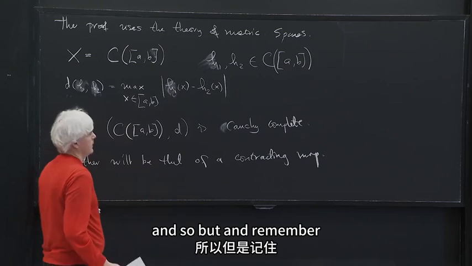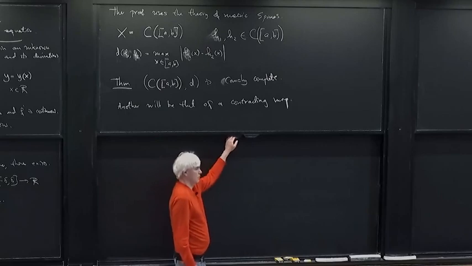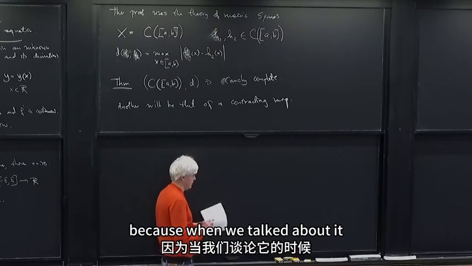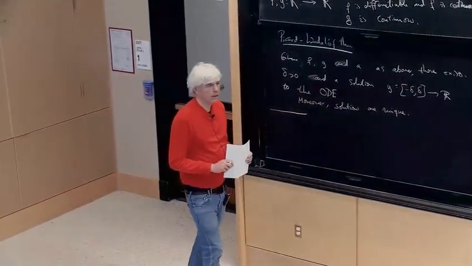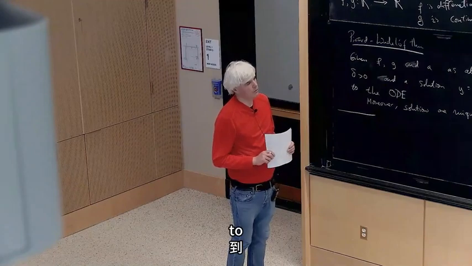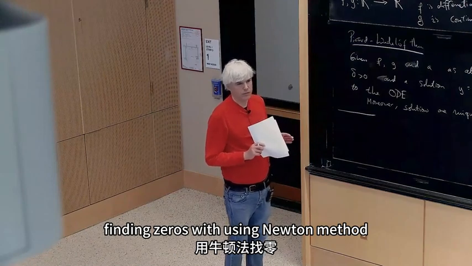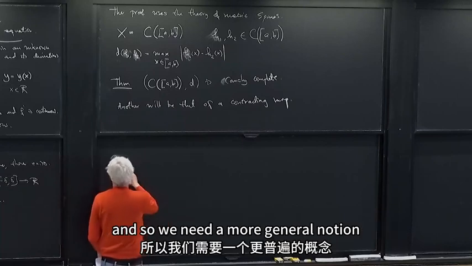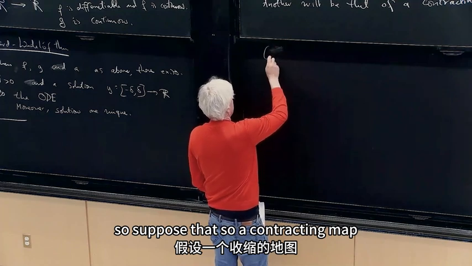And remember, this is a number of lectures ago. We talked about a contracting map, but we need a more general notion of contracting map, because when we talked about it, we talked about a map from R into R. And then we used this notion of contracting map for finding zeros using Newton's method. But here we're going to use it for something different, and so we need a more general notion. So suppose that contracting map.